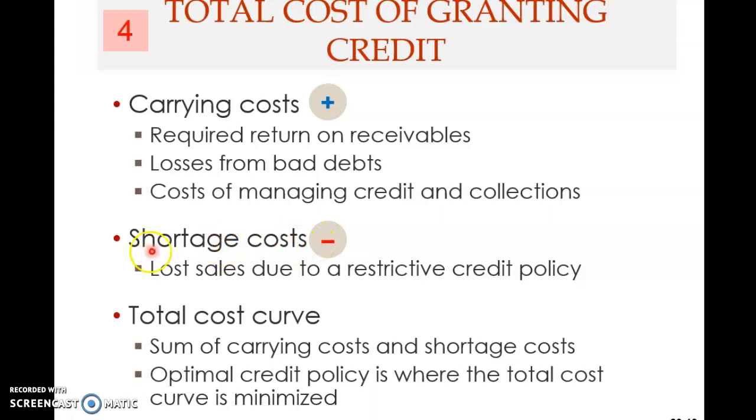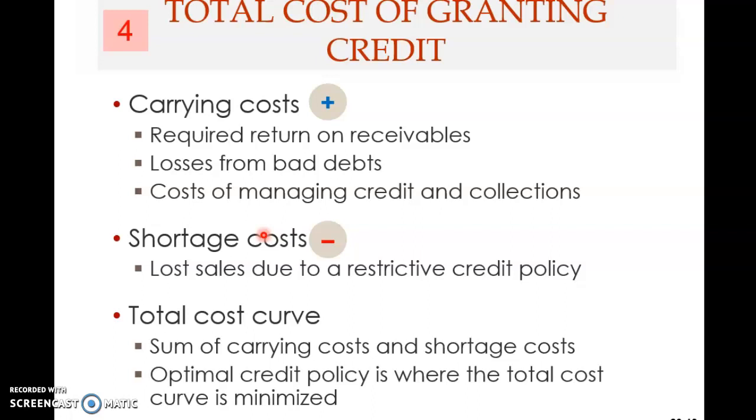Now, shortage costs, on the other hand, relate differently. They behave differently. The carrying cost is positively related. This shortage cost is negatively related with receivables. So the shortage cost arises from lost sales due to a very restrictive credit policy. So if you don't give enough credit, you lose sales. And this loss of sales is more difficult to measure. It's not so obvious, this shortage cost. Because this is an opportunity cost, or opportunity loss.